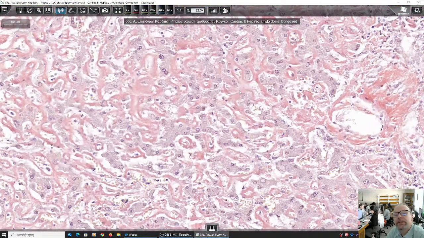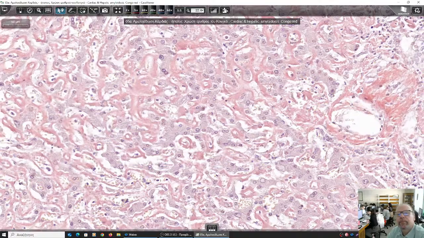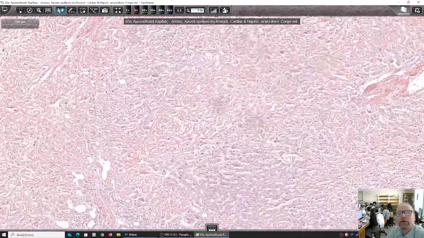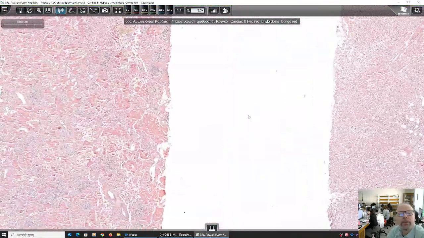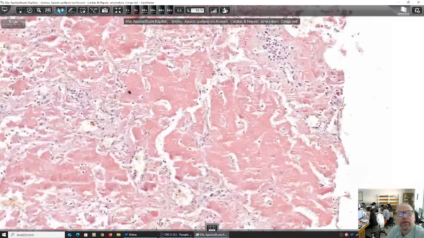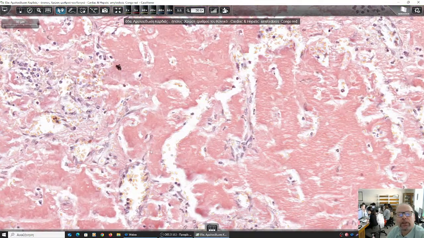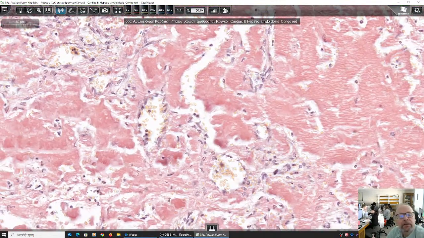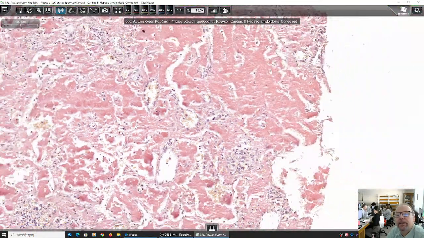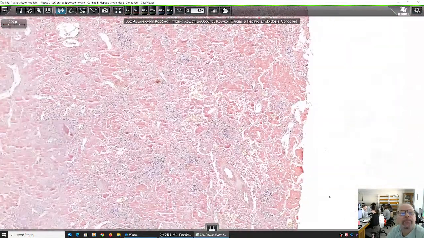So this is hepatic amyloidosis, Congo red positive. And the other tissue is from the heart. However, the deposition of amyloid is so wide that we cannot find anything else than amyloid, I would say.